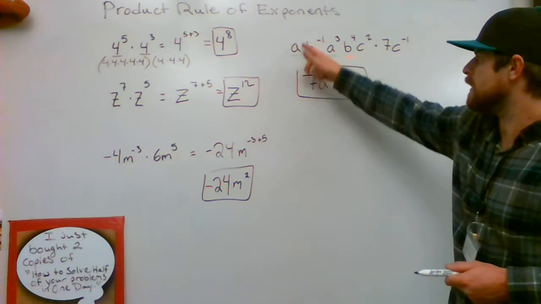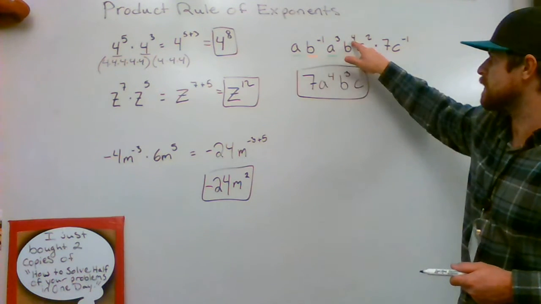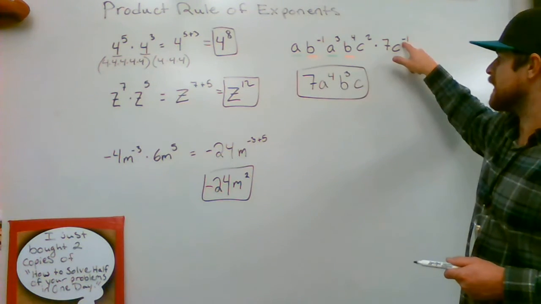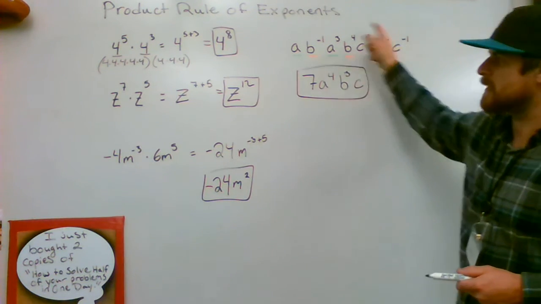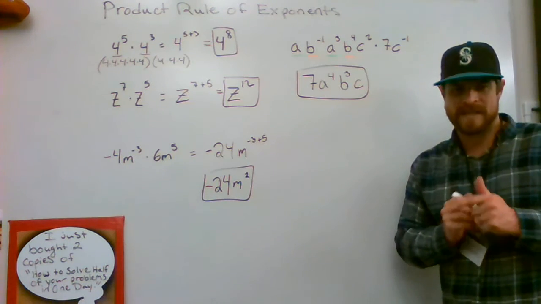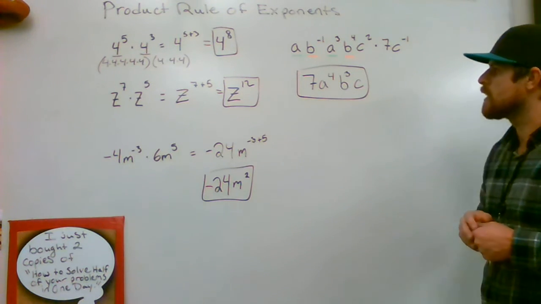Real quick, a to the first, a to the third made a to the fourth. B to the negative first, b to the fourth made b to the third. C squared and c to the negative first made a c. 7 had nothing to multiply by, so it ends with 7. Hopefully this all makes sense. This is the product rule being put into place right now.